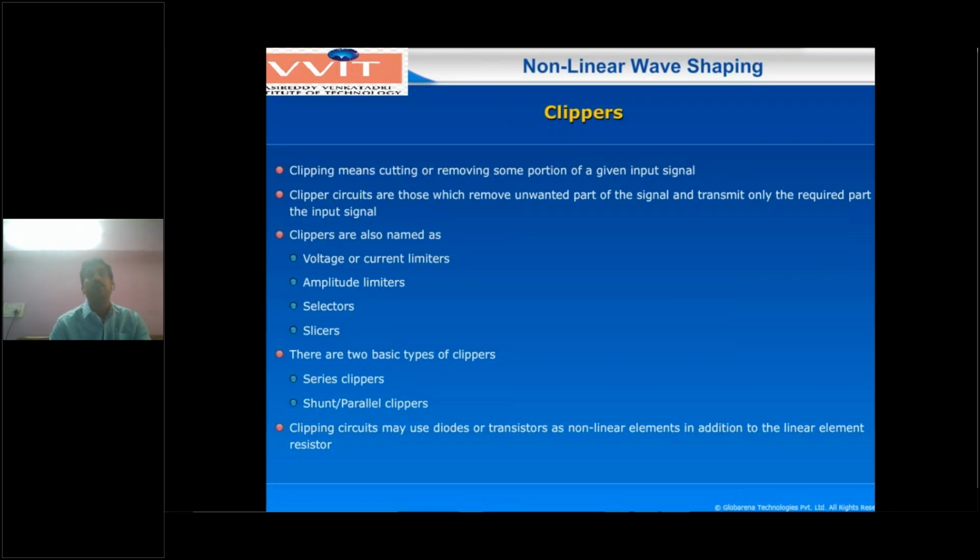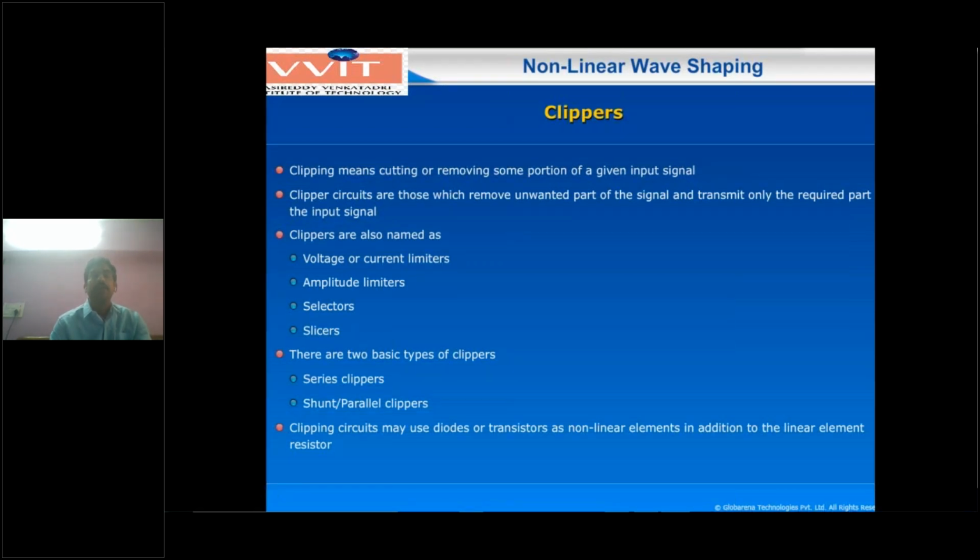There is a desired portion you want to transmit. So a clipping circuit is nothing but a circuit that removes the unwanted part of the signal and transmits only the required part of the input signal that you want to transmit. And clipping circuits have different names: voltage limiters, current limiters, amplitude limiters, selectors, or slicers. They are the different names for clippers depending on the application.